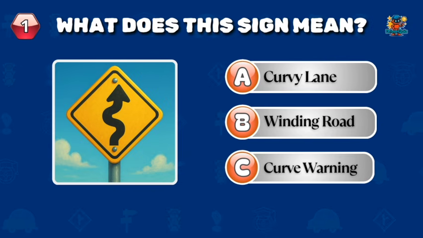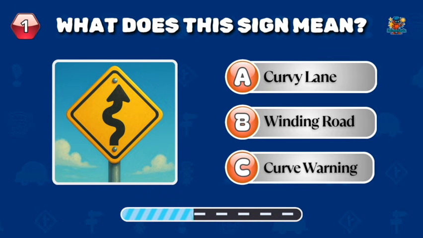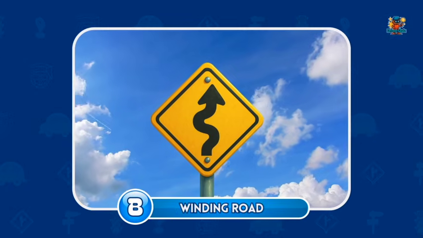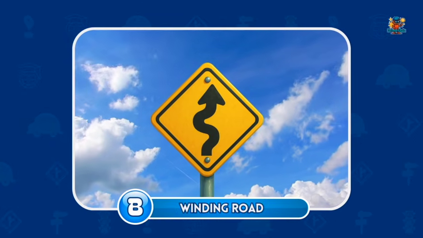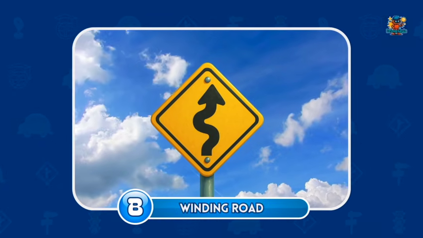Question 1. A. Curvy lane. B. Winding road. C. Curve warning. Winding road. The road ahead curves back and forth. Reduce your speed and drive carefully.